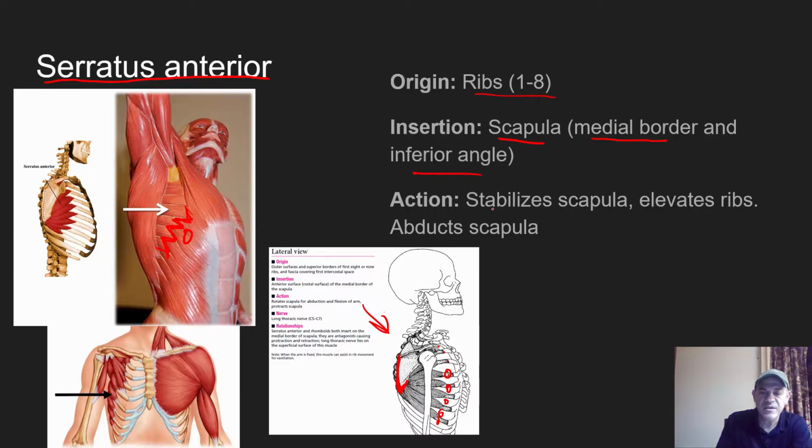So the action of these muscles are going to be, again, to stabilize the scapula, just like we saw with the pectoralis minor. But these muscles can also elevate the ribs and can help abduct the scapula. So imagine if these muscles are contracting and they're pulling in this direction there, then they would be pulling outward on the scapula, causing it to abduct, to move away from the midline or from the spinal column. So this is the serratus anterior.